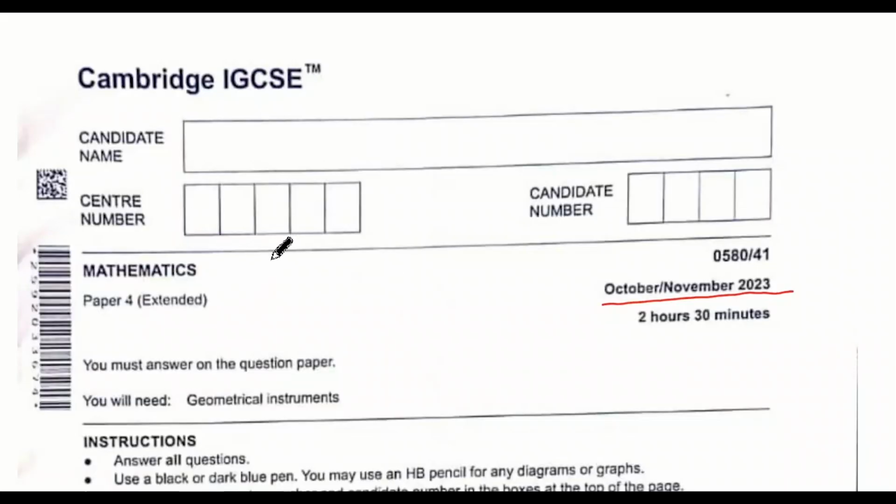There are 11 questions in this paper and I will solve them at once. So let's jump into the first question.